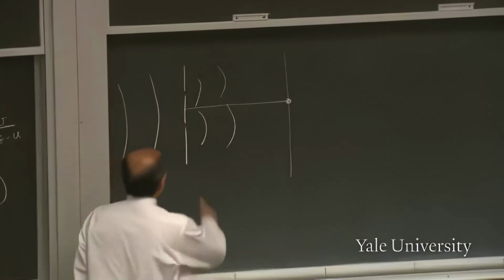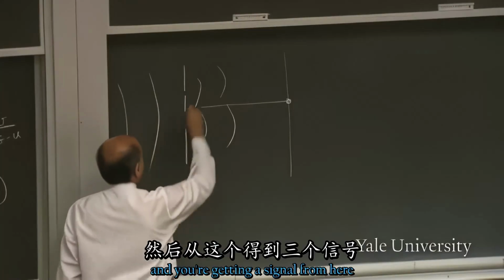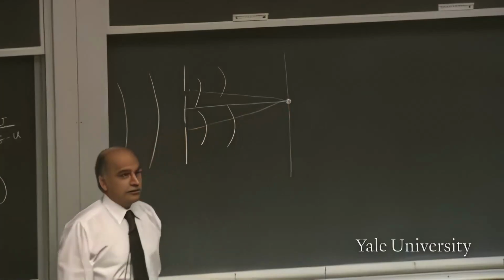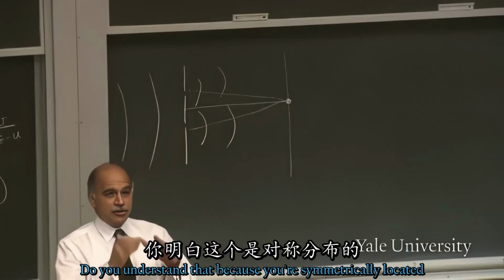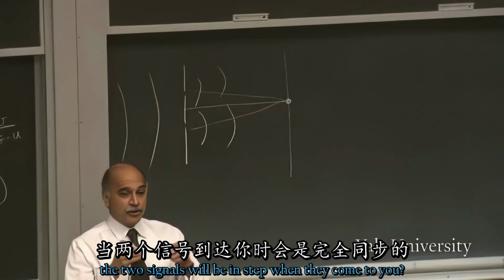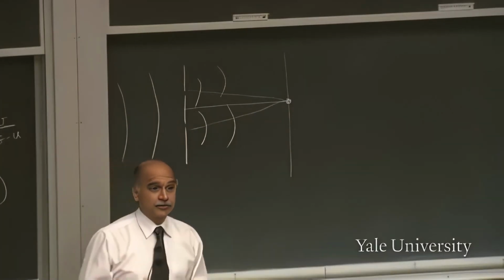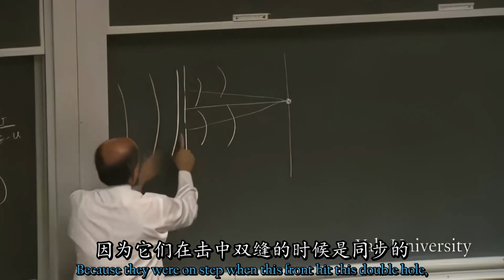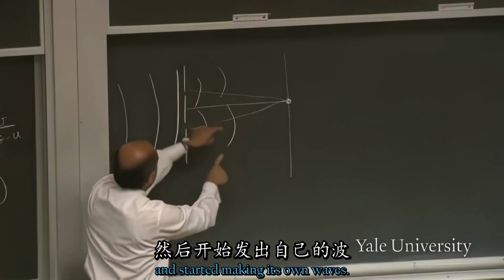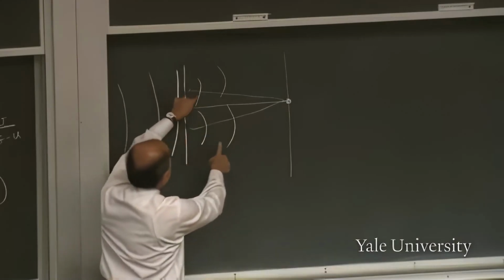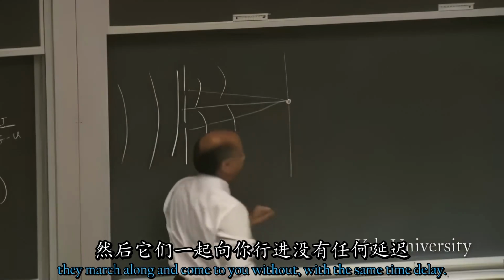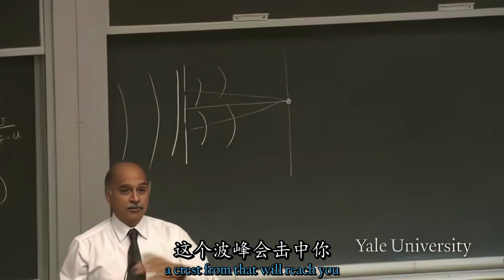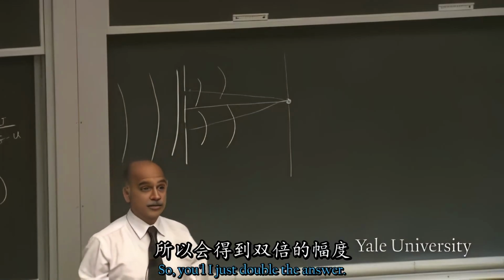What are you getting? You're getting a signal from here, and you're getting a signal from here. One signal travels that way, other travels that way. Do you understand that because you're symmetrically located, the 2 signals will be in step when they come to you? Because they were in step when this front hit this double hole and started making its own wave. So these waves are emitted in step. They march along and come to you with the same time delay. So when a crest from this reaches you, a crest from that will reach you. Trough reaches, trough reaches.